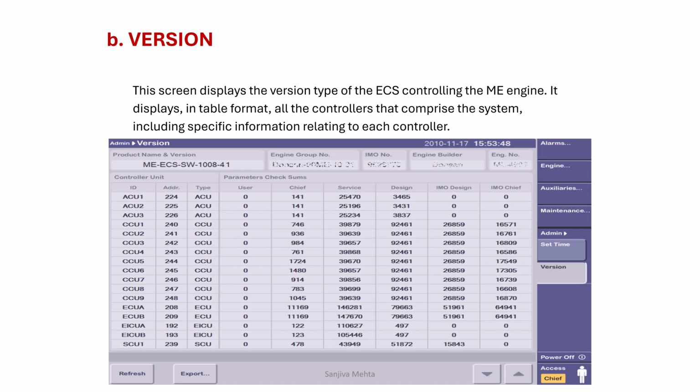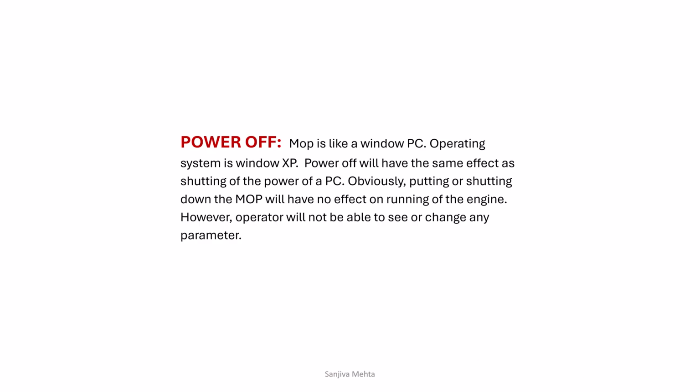This all, of course, can be seen. Of course, to change the software, it has to be done when the engine is stopped. Power: in the lower bottom there is a switch, Power off. MOP is like a Windows PC operating system, a Windows XP. Power off will have the same effect as shutting off the power of a PC. Obviously, shutting down the MOP will have no effect on running of the engine.